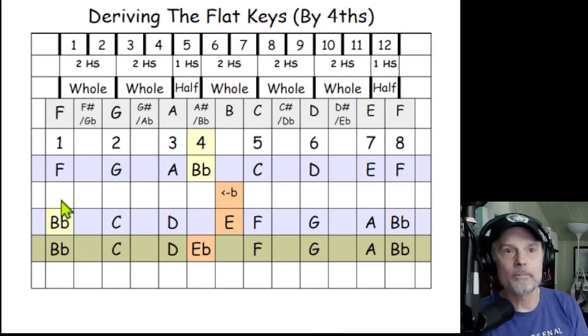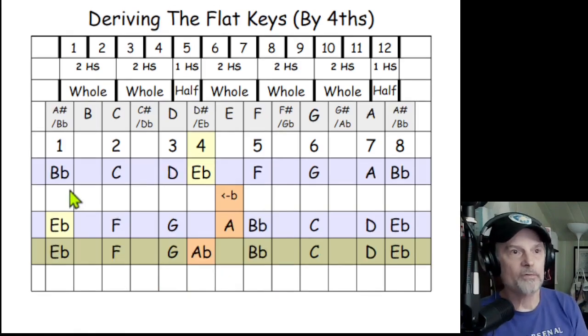Using F, the 4th is B flat. Writing the notes starting with B flat, it's the same thing. We flat the 4th to get E flat. B flat has 2 flats, B flat and E flat. Using B flat, our 4th is E flat. We write it down. We see our 4th is A. We flat it to get an A flat. E flat has 3 flats: B flat, E flat, and A flat.